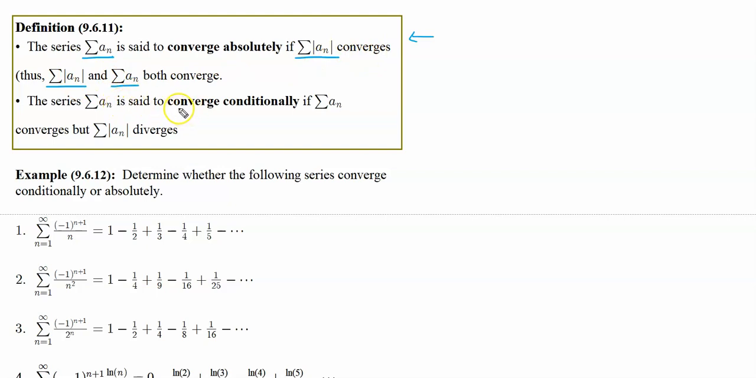Otherwise, a series is said to converge conditionally if the series of the AN terms converges, but the series involving the absolute values diverges. That's called conditional convergence. Okay, so let's take a look at a few examples that will clarify this definition.